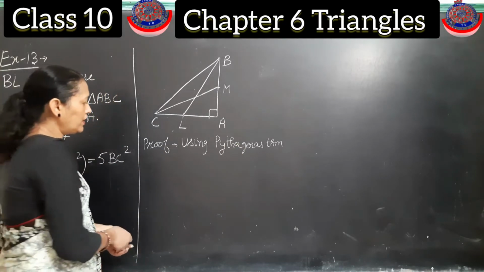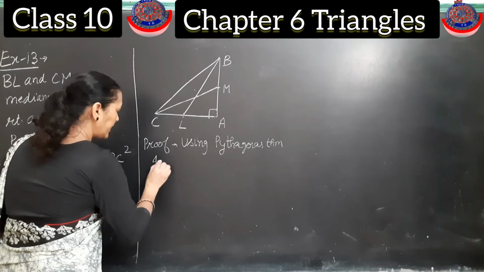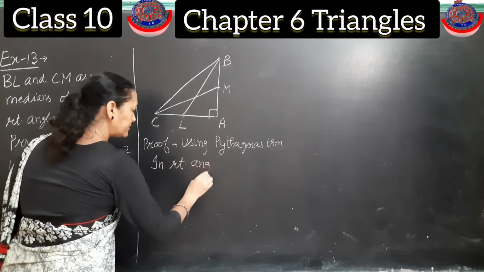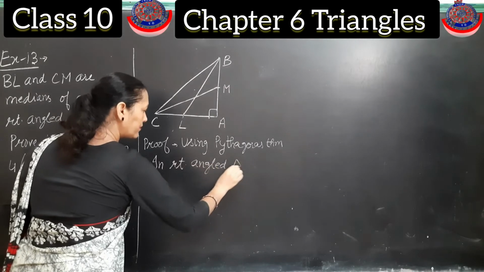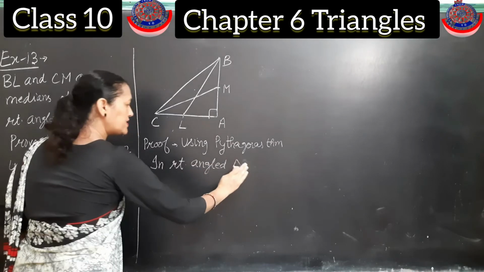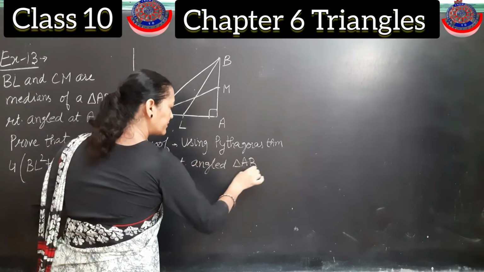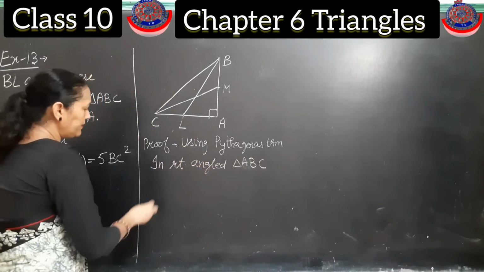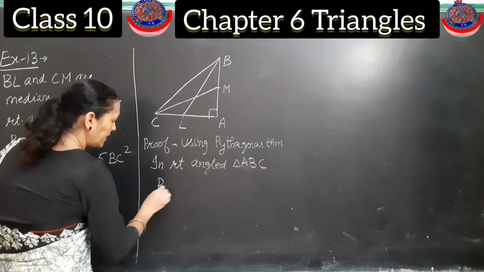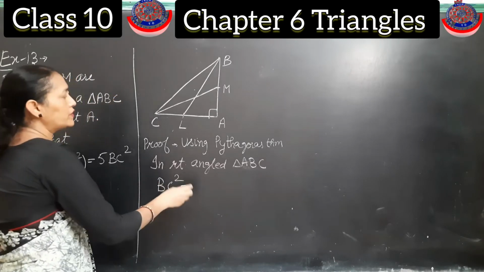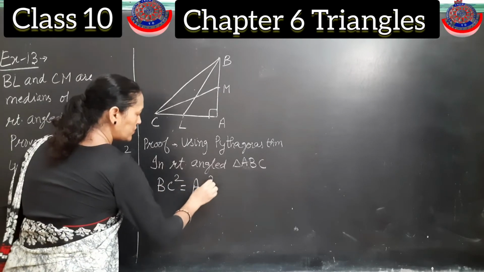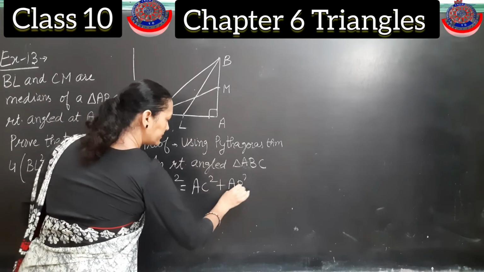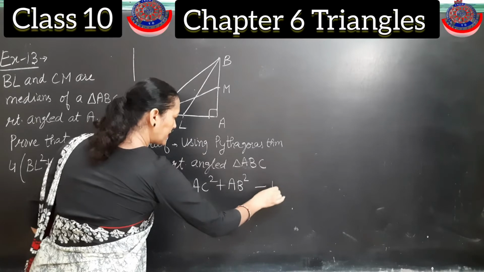So first of all, in right angle triangle ABC, when we use Pythagoras theorem, we'll get BC square is equal to AC square plus AB square. Let it be the first equation.